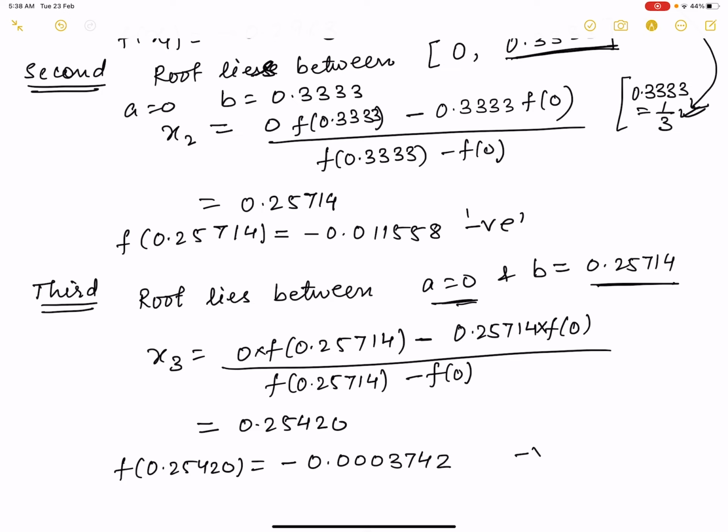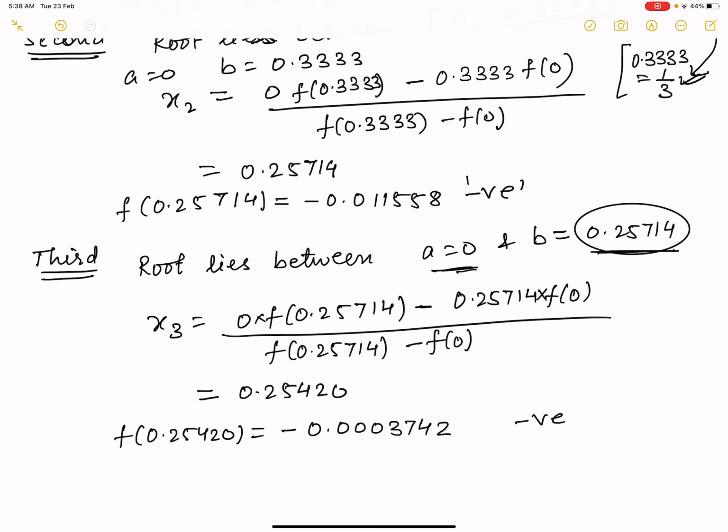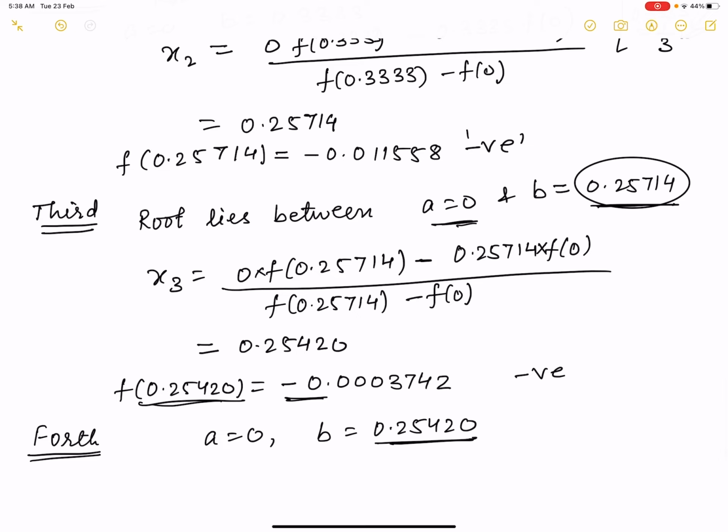Since it is negative, students, we are going to change this negative end, that is b. In the fourth iteration, a is again 0 and b we are taking to be 0.25420, because we are changing the negative end. The value of the function is coming out to be negative, that is why we are changing this negative end.